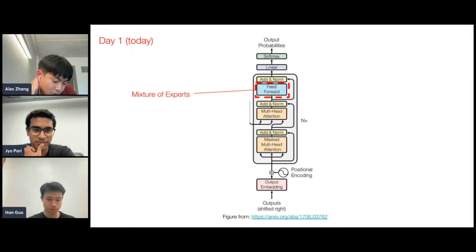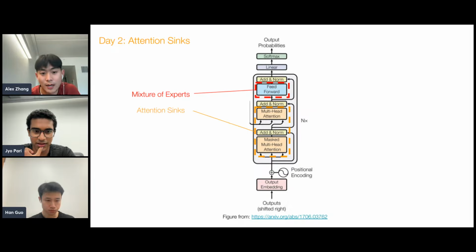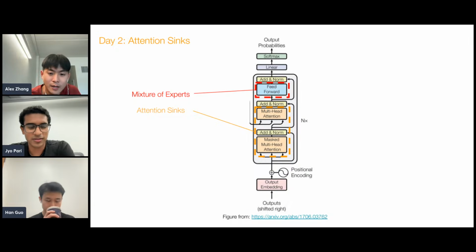Today we're mostly going to be talking about MoEs. There's going to be some other stuff in the context of FlexOlmo, but basically looking at the feed forward layer and how this has been replaced with MoEs for larger models. Tomorrow, we're going to be talking about attention sinks and other related topics by one of the main authors of the paper.